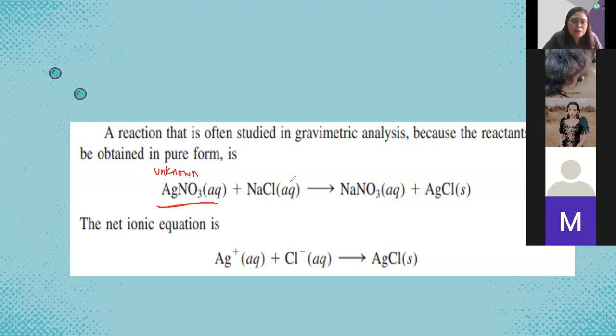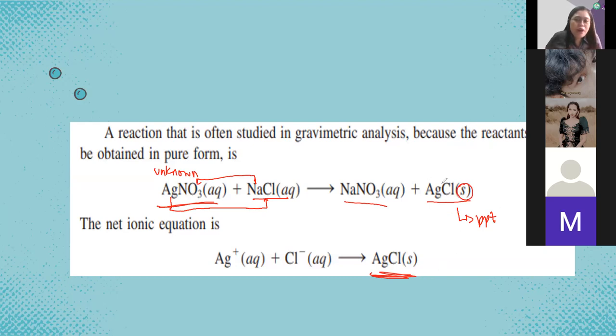Now, ang ginagawa sa laboratory, kung nagsususpect tayo na silver nitrate yung unknown na substance, we may add sodium chloride to it. And this one is a double displacement reaction. So, mag-exchange partners yan sila. Silver will now partner with the chloride, and sodium will have the nitrate. Thus, you have there the sodium nitrate and the silver chloride. And as you can see in the equation, the silver chloride is solid. So, this will be the precipitate, the silver chloride.